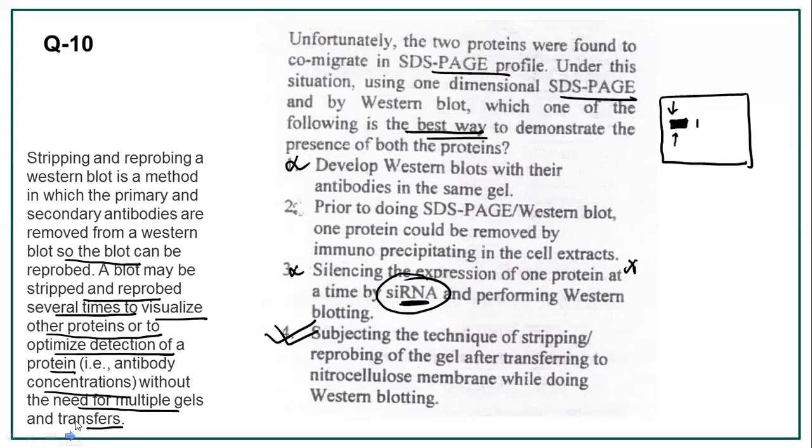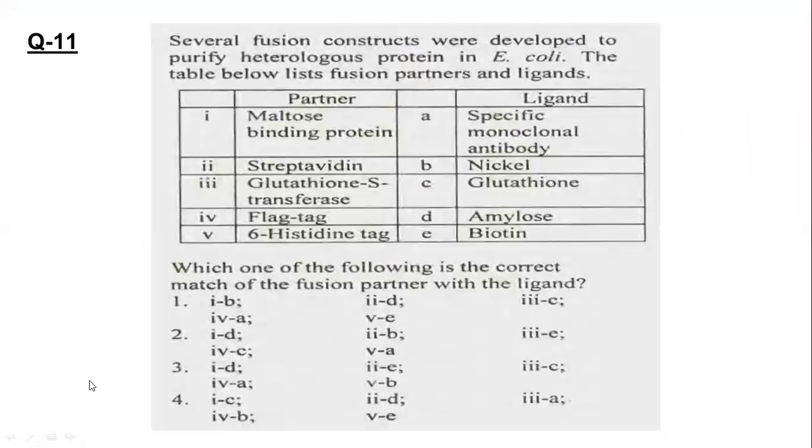Now, next question we'll see. Several fusion constructs were developed to purify heterologous proteins in E. coli. The table below lists the fusion partner and the ligand. Here you can see maltose binding protein, streptavidin, glutathione S-transferase, FLAG tag, and 6 histidine tag.